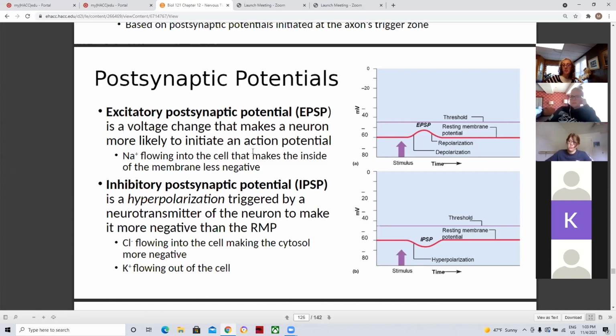Sodium flowing into the cell is going to make the cell less negative, meaning it's going to be depolarized, meaning it's going to move closer towards threshold. An inhibitory postsynaptic potential means that it's going to become more negative. Either chloride is going to move into the cell or potassium is going to move out, resulting in the inside of the cell becoming more negative.